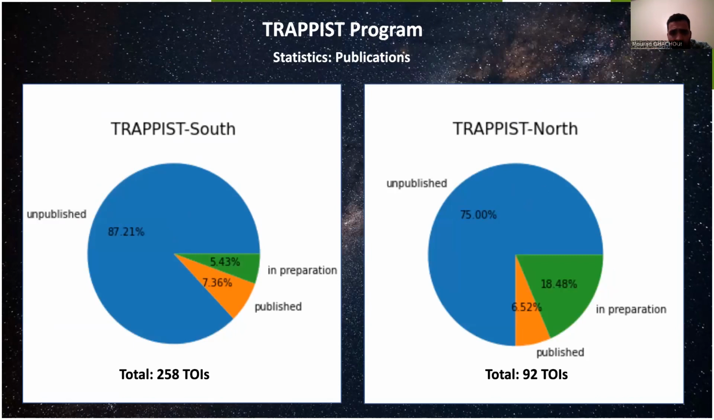And for our publications, for TRAPPIST South, about 5.43% of the candidates are in preparation for publication, and 7.36% have already been published. And for TRAPPIST North, we have about 18.84% in preparation for publication, and 6.52% that have already been published.